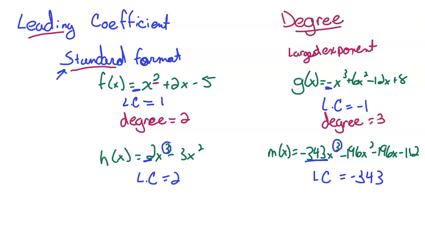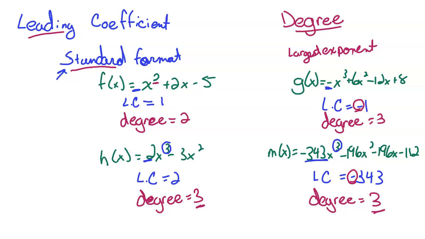Here, that degree will be a 3. And here, the degree is a 3. Now, it's important to know what the leading coefficient sign is, not necessarily the number, but at least the sign, and the degree of the polynomial. And we'll explain in the next video why.